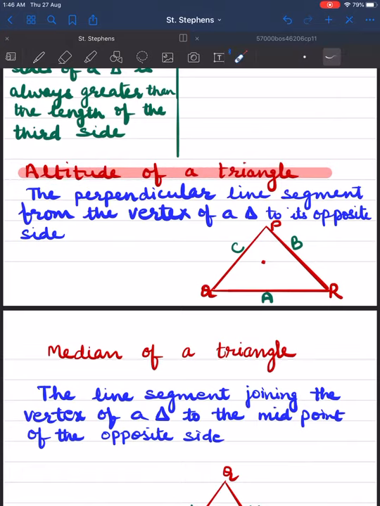Now let's understand the altitude of a triangle. It is the perpendicular line segment from the vertex of a triangle to its opposite side. So let's draw. PA perpendicular from P to its opposite side QR. QB perpendicular from Q to its opposite side PR. RC perpendicular from R to its opposite side PQ. And here we observe that a triangle has three altitudes and they meet at a point.